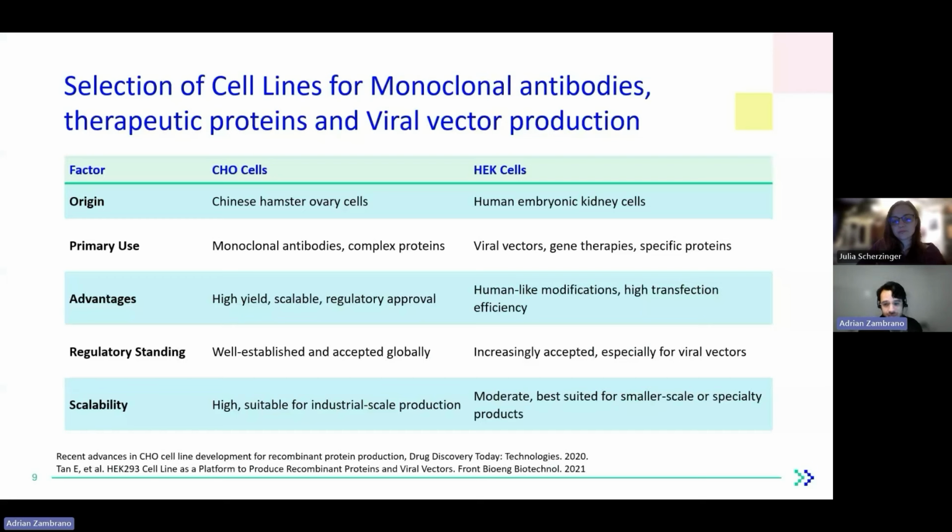Of course, CHO cells have been extremely useful historically, right? With a lot of regulatory approvals already backing them up, right?